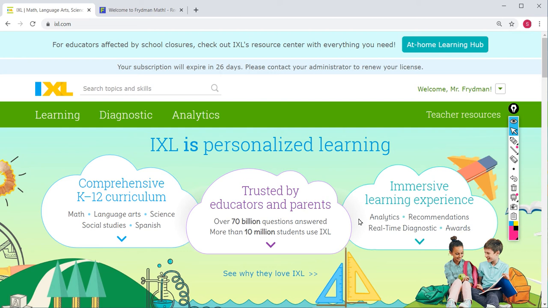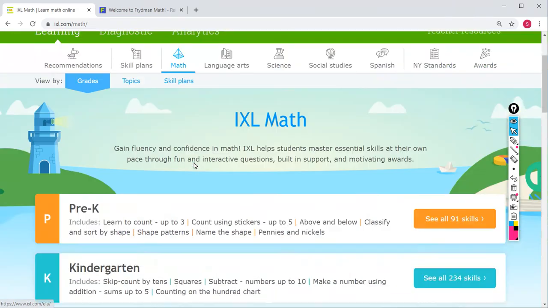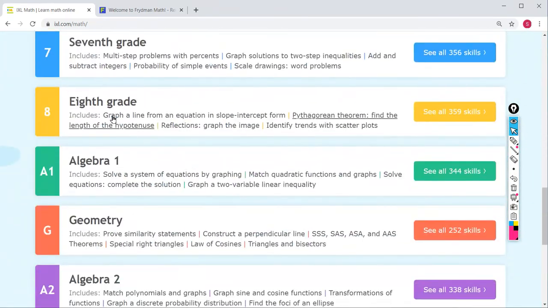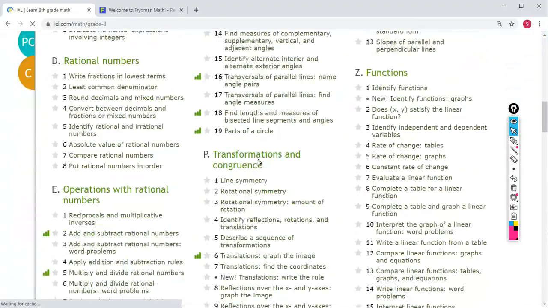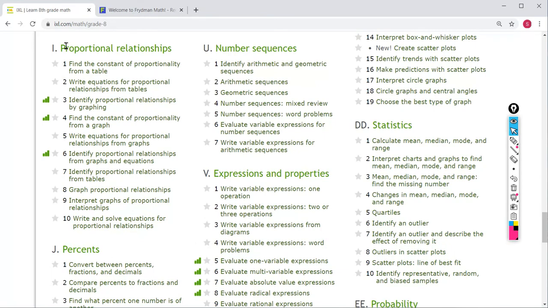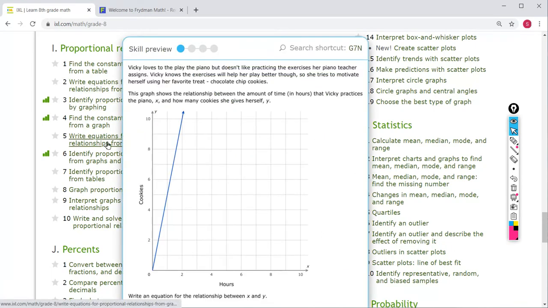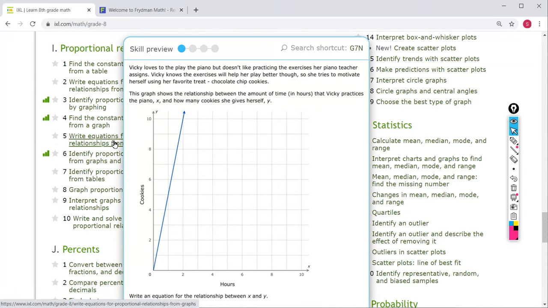Hi, everybody. Let's do IXL 8th grade I.5. Go to Learning. Make sure you're on Math. Go down to 8th grade. And then down to I.5. Write equations for proportional relationships from graphs.